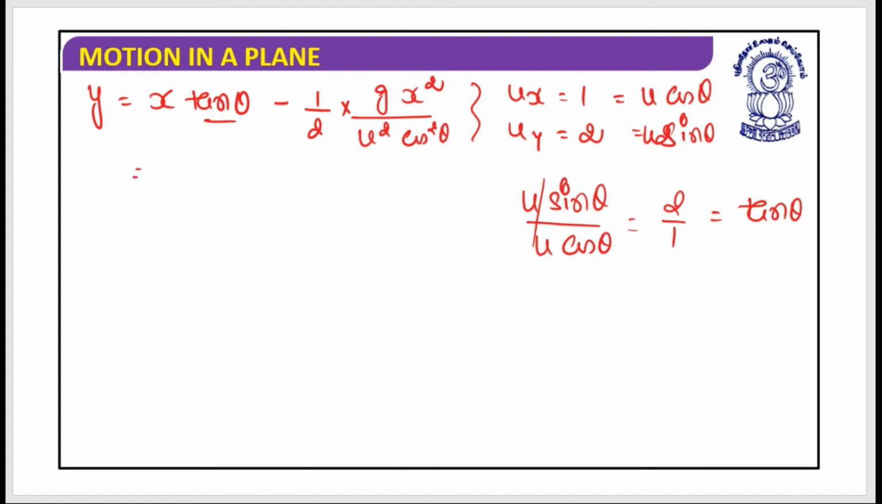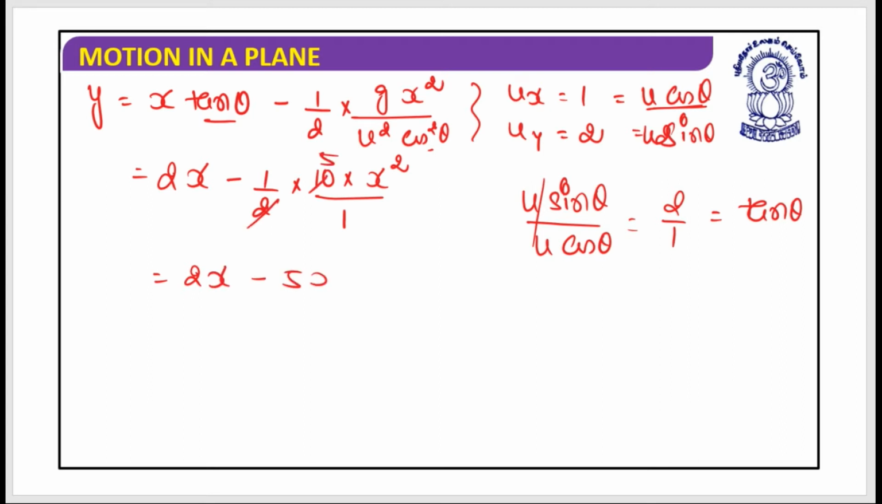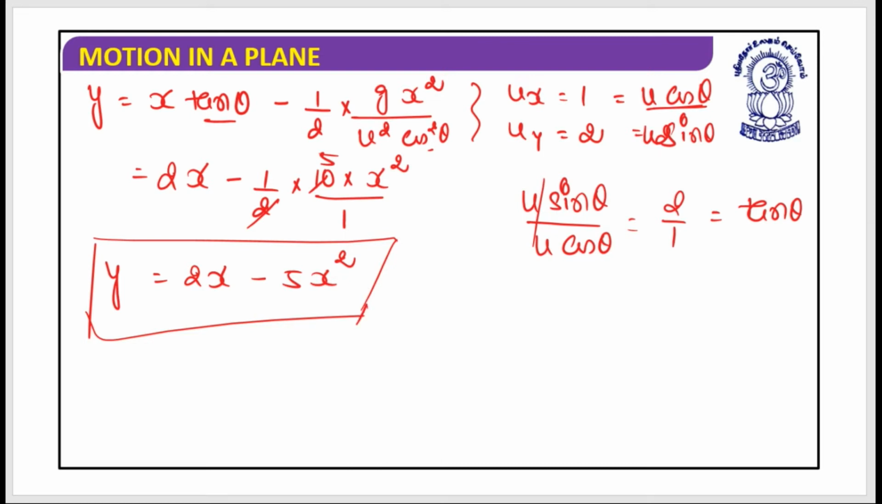This is y is equal to 2 into x minus half multiplied by g. g is 10, multiplied by x square divided by u square cos square theta. It is the square of this, it's 1. So this is equal to 2x minus 2 into 5, it's 5x square. So y is equal to 2x minus 5x square.